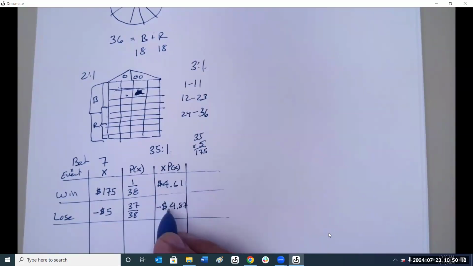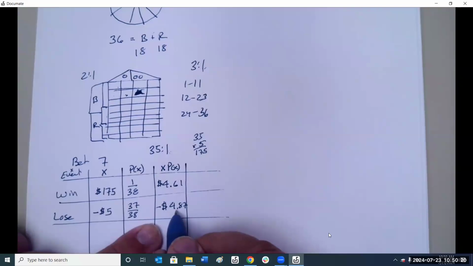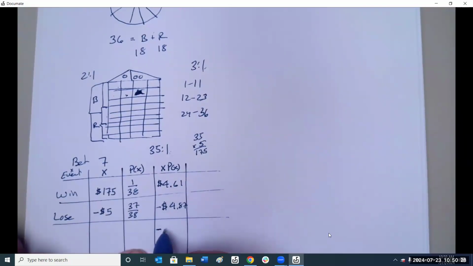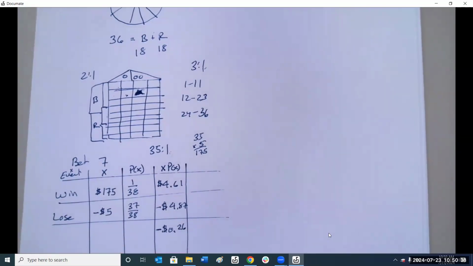Now, if we add up all your x times p of x, the answer is going to be negative 4.87 minus 4.61, which would be 0.26. So you would lose every round. You're guaranteed to lose 26 cents every spin of the roulette table.